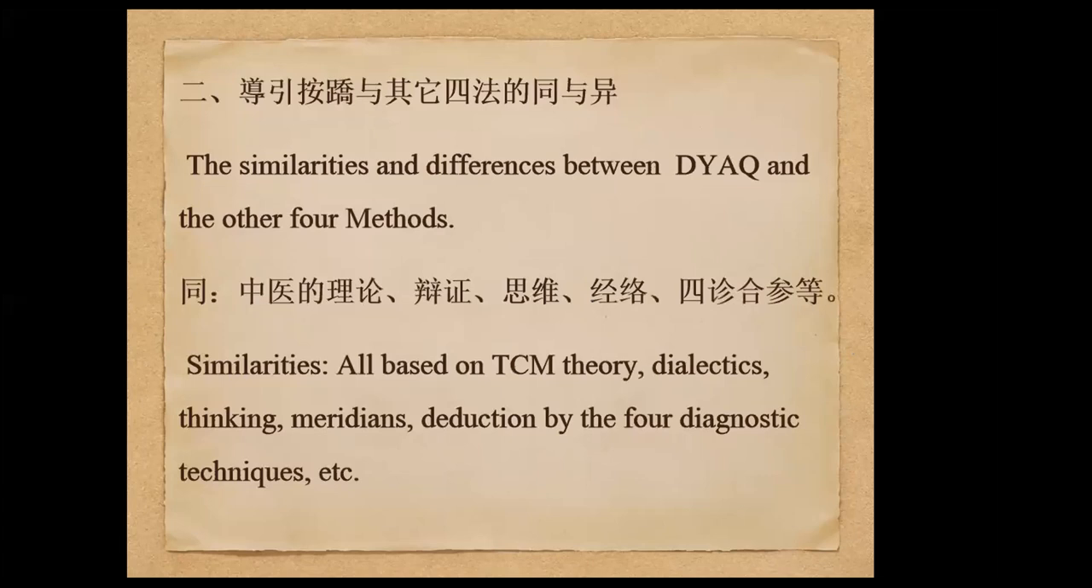This is the five methods in TCM. So 导引按跷 is one of them, and the five are acupuncture, herbal medicine, yinstone, moxibustion brushing, and 导引按跷. These five methods are all included. 导引按跷 means it comes from the middle of China.